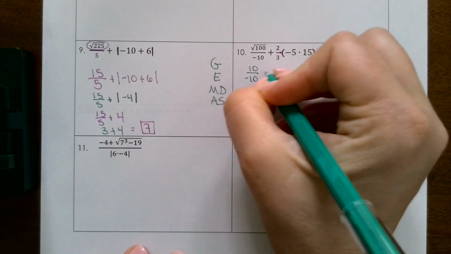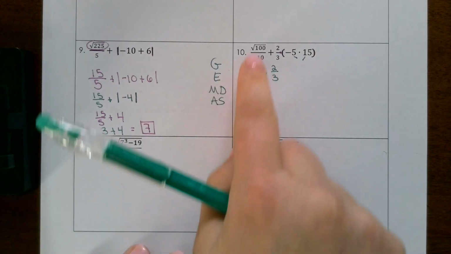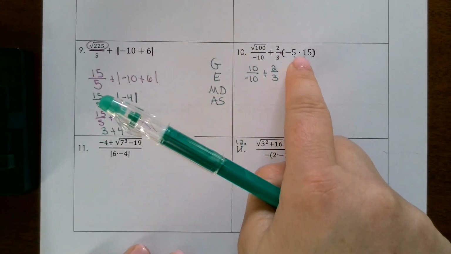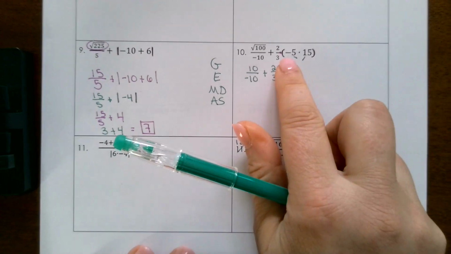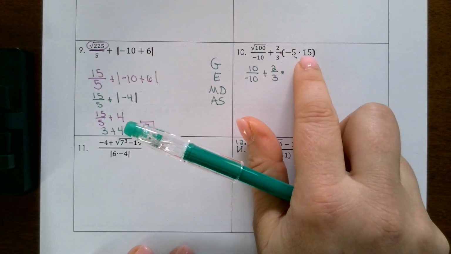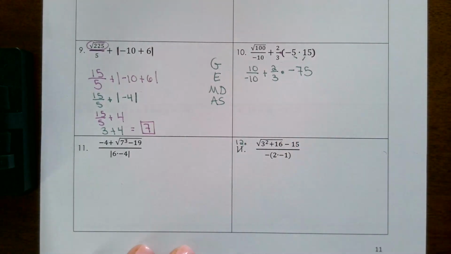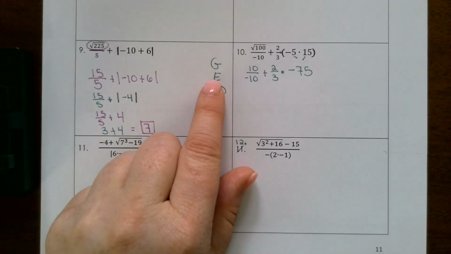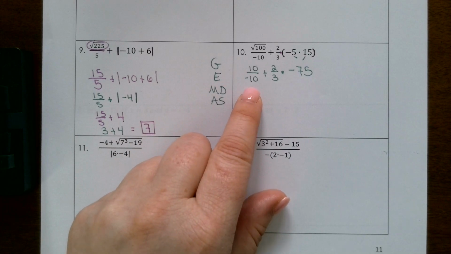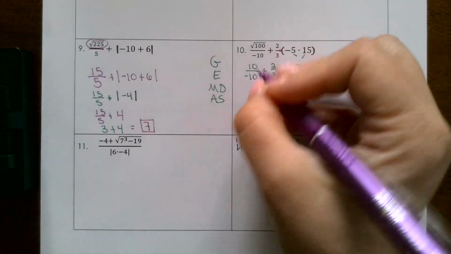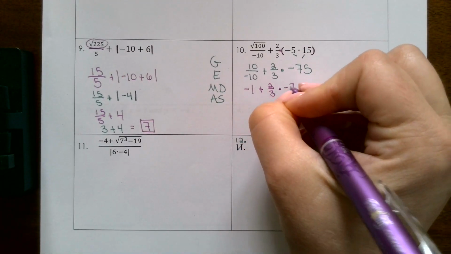It's going to be 10 divided by negative 10 plus 2/3, and I will do this piece in one step. I did my first grouping symbol, and I'm going to do my next grouping symbol in the same step. I have 2/3 times negative 5 times 15, and that is negative 75. Alrighty, no exponents, but I do have multiplication and division. I'm going to divide first. 10 divided by negative 10 is negative 1, and that will be plus 2/3 times negative 75.